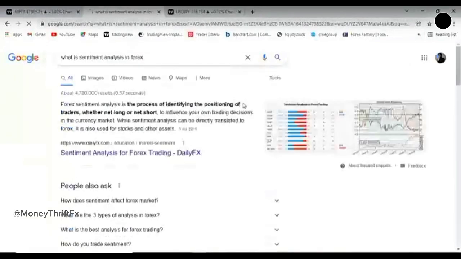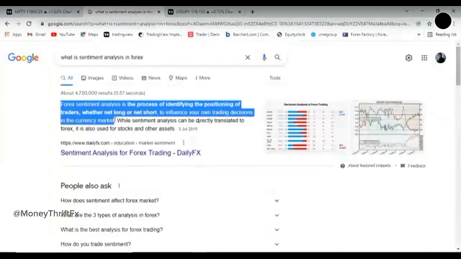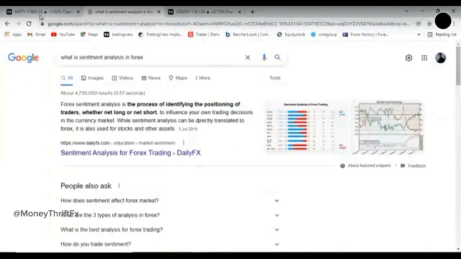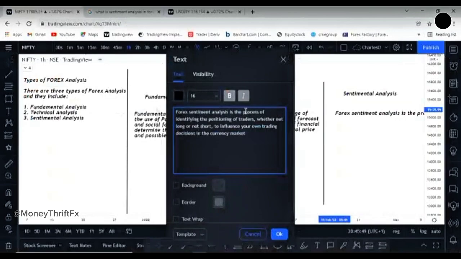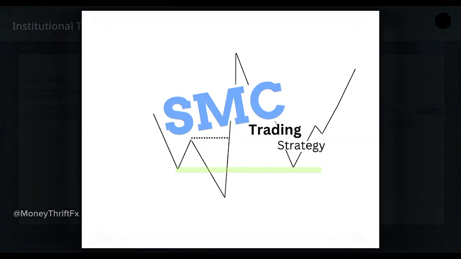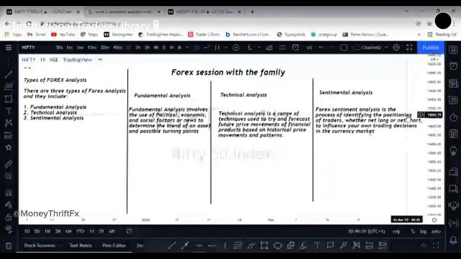So this is the process of identifying the position of traders, whether net long or net short, to be able to influence your own trading decision. Let me copy the definition. Okay, so let's just use it. Then let's break it down so it can fit into the page properly. Sentimental analysis is the process of identifying the position of traders, whether net long or net short, to influence your own trading decision in the currency market.